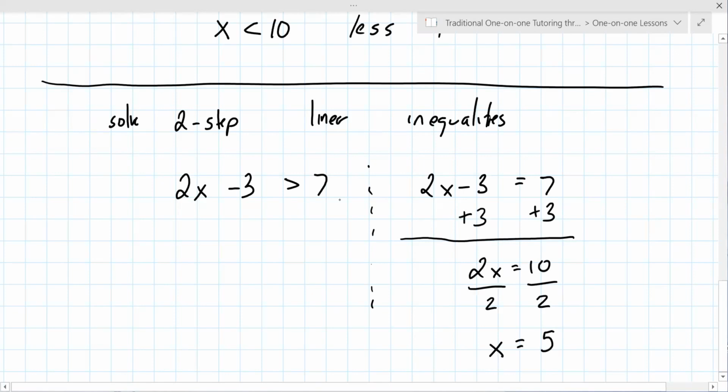Right. So I want you to do the same steps over here on the left. Exact same steps. Can you do that for me on the left?